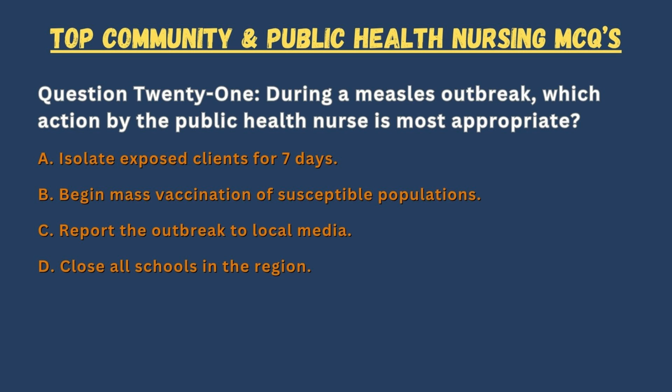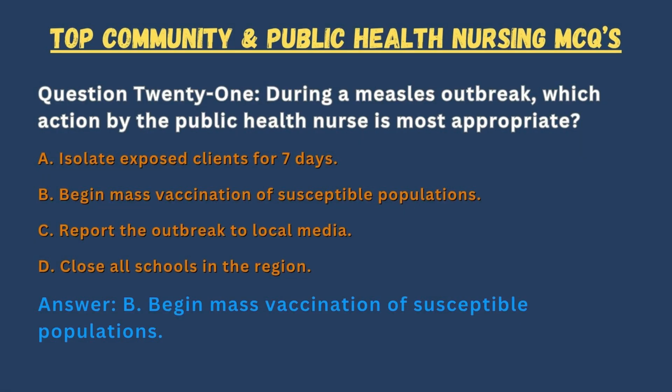During a measles outbreak, which action by the public health nurse is most appropriate? A. Isolate exposed clients for 7 days. B. Begin mass vaccination of susceptible populations. C. Report the outbreak to local media. D. Close all schools in the region. Answer. B. Begin mass vaccination of susceptible populations.